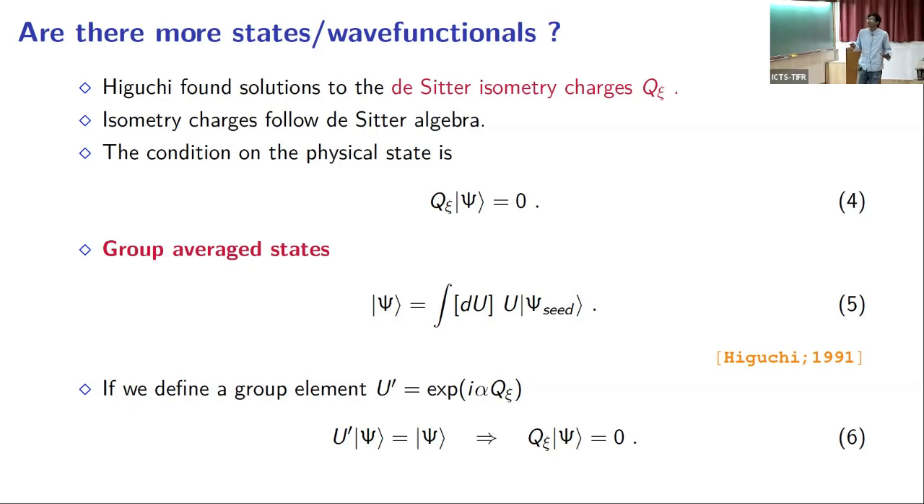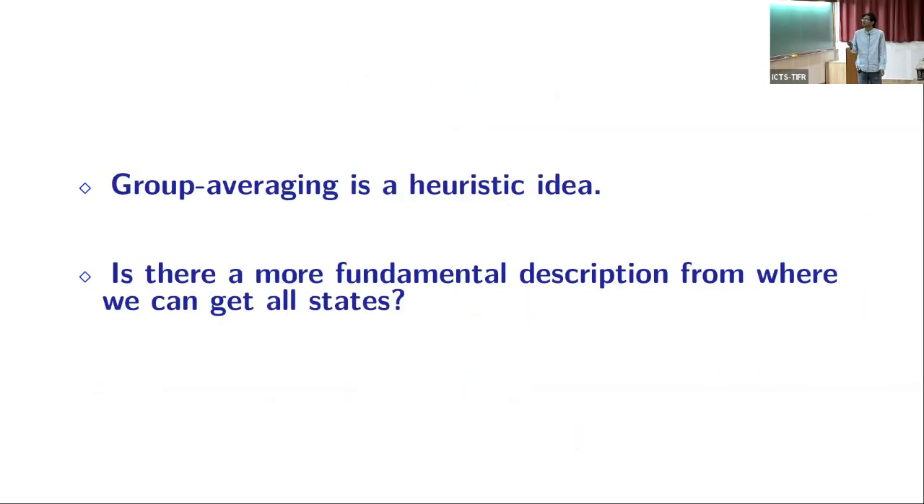But why should we do a group average? What's the fundamental thing behind that? People did not know about that. So this is the thing: group averaging is a very heuristic idea that he proposed. Yeah, it works, but we don't know; there should be some more fundamental discussion from where it emerges. So we want to attack this problem, and we solved it with this work.